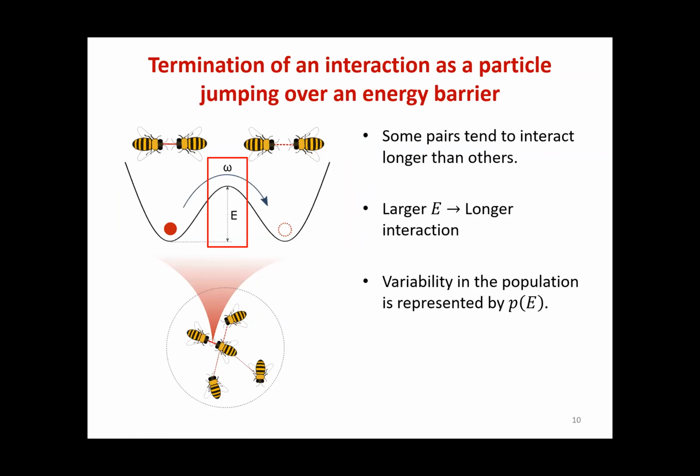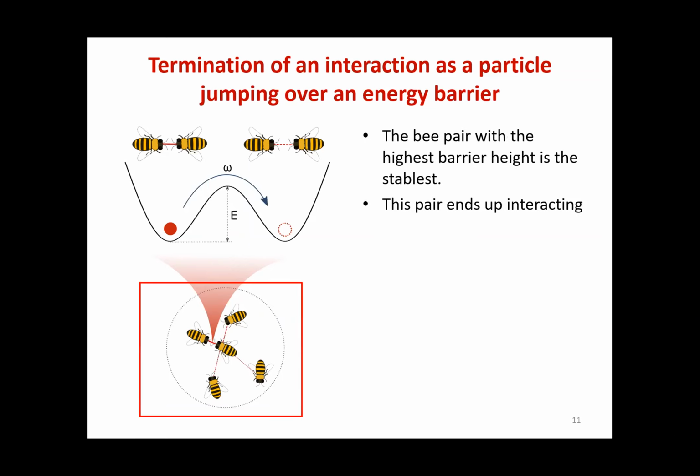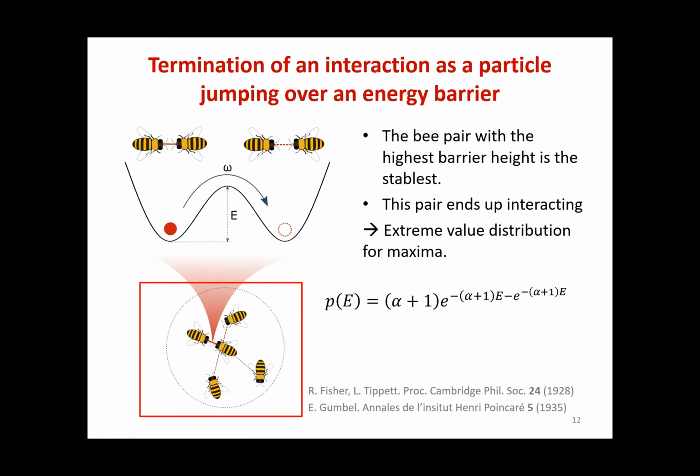If the pair has a large energy barrier, it is more difficult for the particle to jump over the barrier, which means that this pair will tend to interact longer. This variability in the population can be represented by the distribution of energy barriers, P of E. We can guess what P of E would be by noting that the bee pair with the highest energy barrier is the stablest. Let's say this center bee wants to interact with one of the honeybees in its neighborhood. It will end up interacting with the honeybee with the largest energy barrier, because they will form the stablest pair. So we deduce that P of E would be the extreme value distribution for maxima, especially the Fisher-Tippett-Gumbel distribution shown here. We are only interested in the heavy tail behavior at large t, so we take the large energy barrier height limit and end up with an exponential P of E.